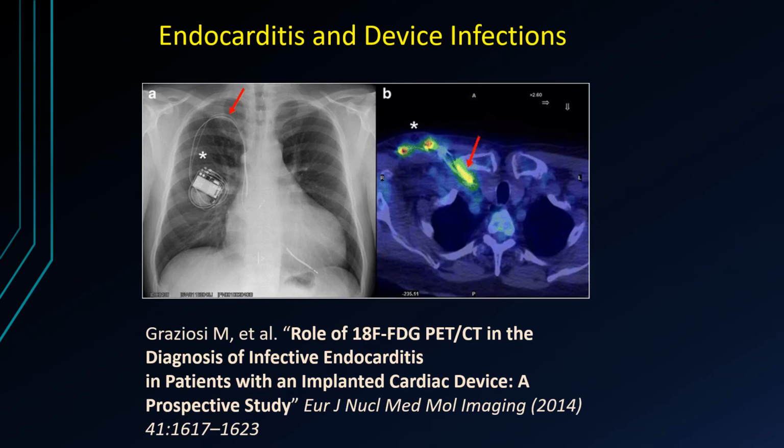And endocarditis in the use of device infections is quite important because as much as devices are put in, they are susceptible to having infectious organisms introduced into the body. And in this case, we can clearly see there is FDG uptake around the device, even though it's metallic hardware there, and you can sometimes get artifact. Nevertheless, the uptake is relatively intense, so you should be able to make the diagnosis in most cases.